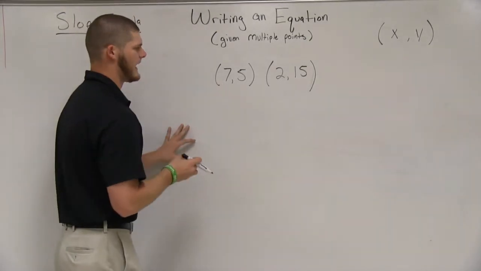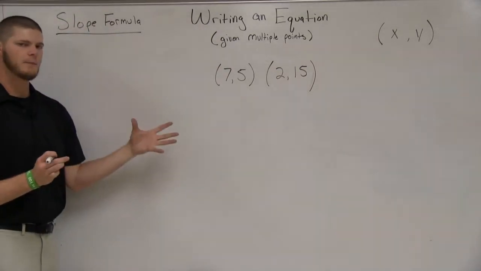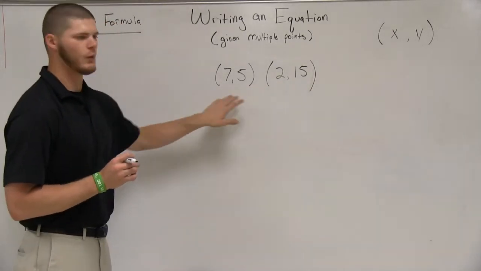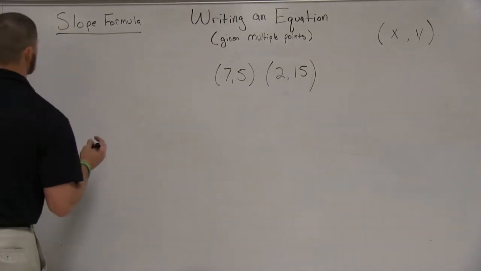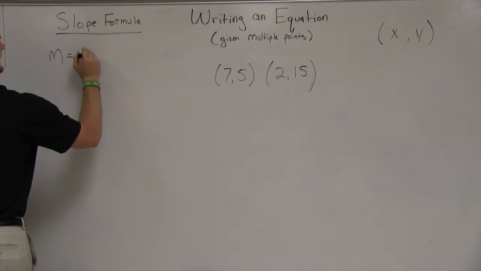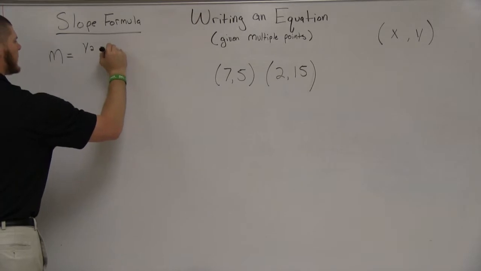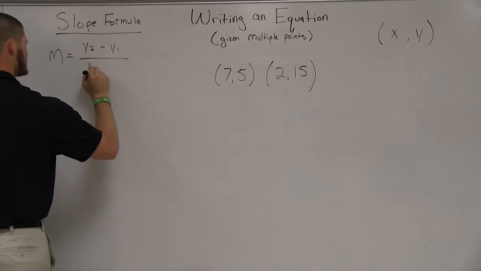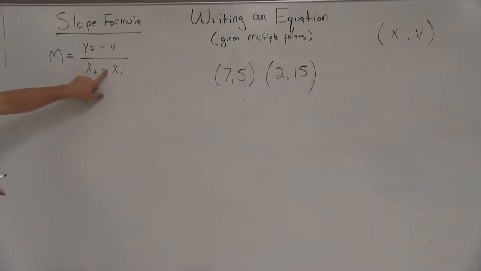So first I want to look at the first equation we're going to need, which is called our slope formula. This formula is going to help us find what the slope of the line that goes through these 2 points is. And from there we can move on and see if we can find the full equation. All right, so let's write down our slope formula. We know that m is slope, and that our slope formula says y2 minus y1 over x2 minus x1.